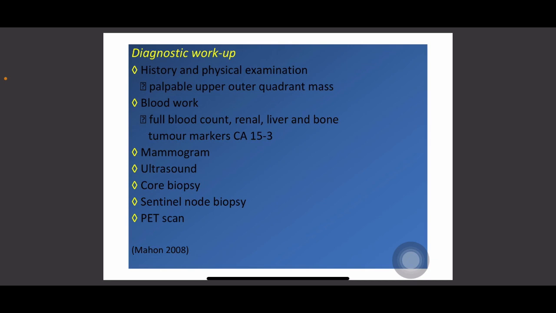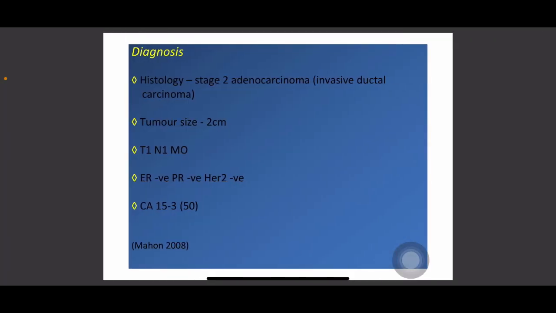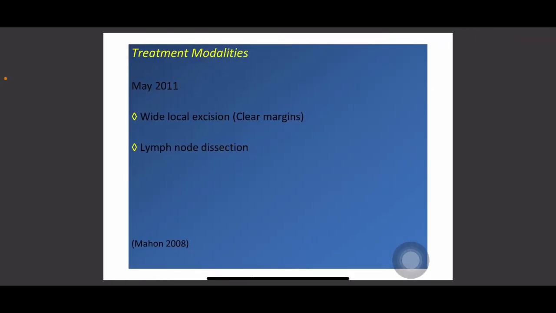Diagnostic workup. History and physical examination show a palpable upper outer quadrant mass. Blood work: full blood count, renal, liver and bone profile, tumor marker CA 15-3, mammogram, ultrasound, core biopsy, sentinel node biopsy, and PET scan. Diagnosis. Histology shows stage 2 adenocarcinoma, which was invasive ductal carcinoma. Tumor size was 2 cm, T1N1M0, ER negative, PR negative, and HER2 negative. CA 15-3 is 50.